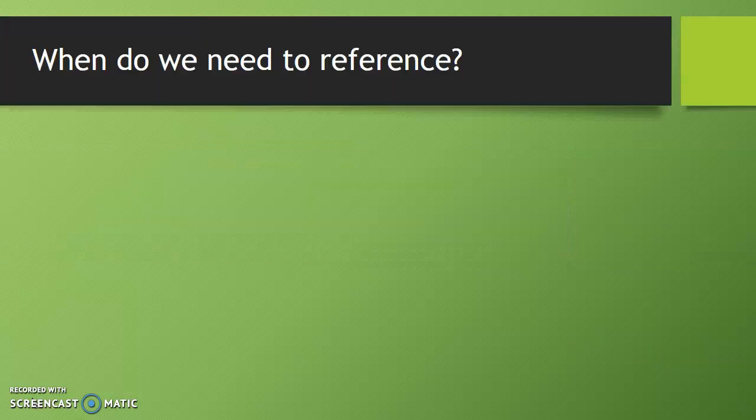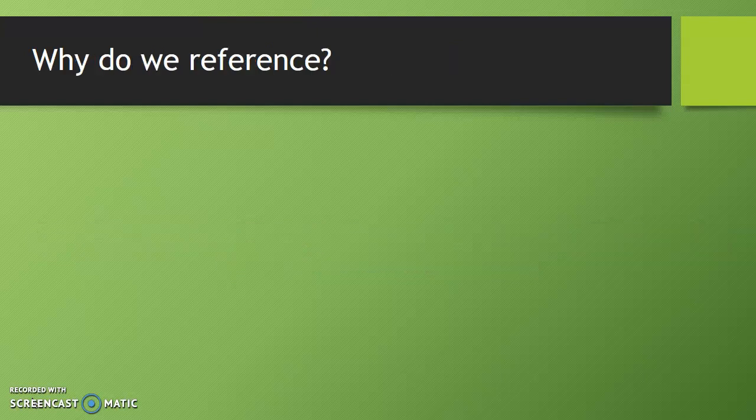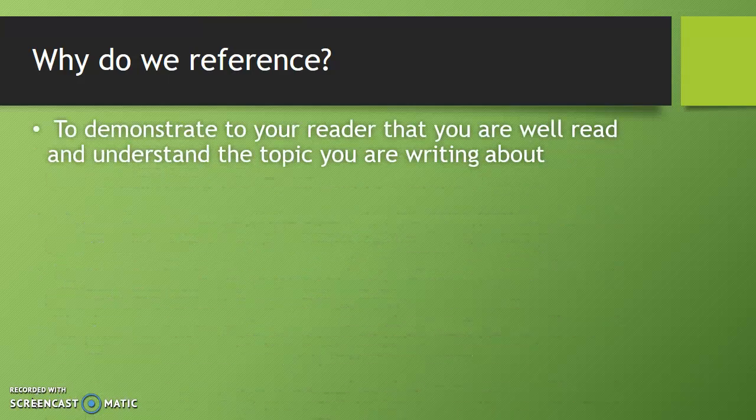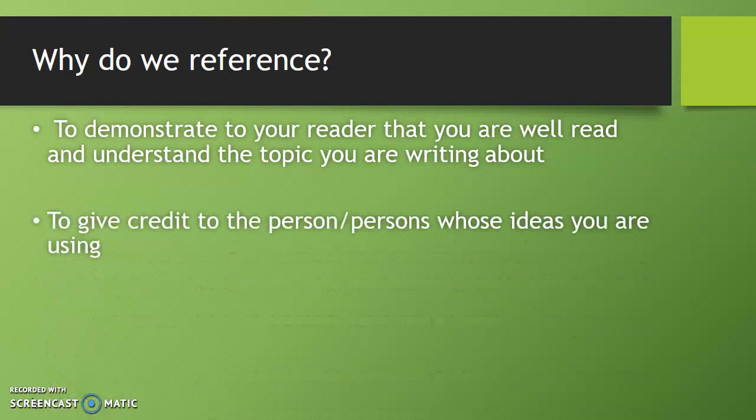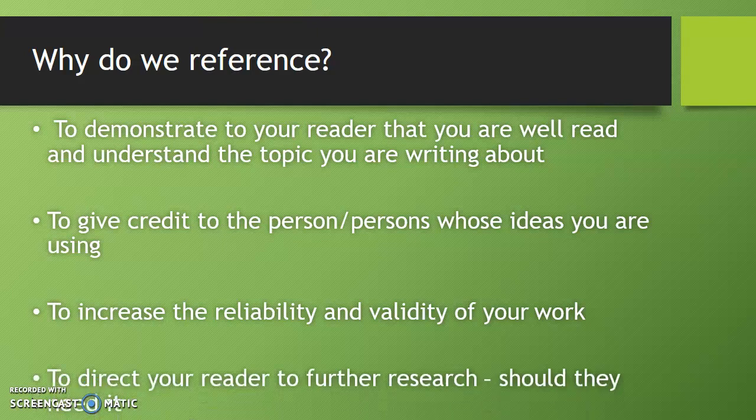But first, when do we need to reference? We need to reference any time we use somebody else's ideas in our work. This includes quotes, data, and research. But why do we reference? We reference for 4 separate reasons. The first is to demonstrate to your reader that you're well read and you understand the topic that you are talking about. To give credit to the people whose ideas you are using in your assignment. To increase the reliability and validity of your work. And to direct your reader to further research should they need it.